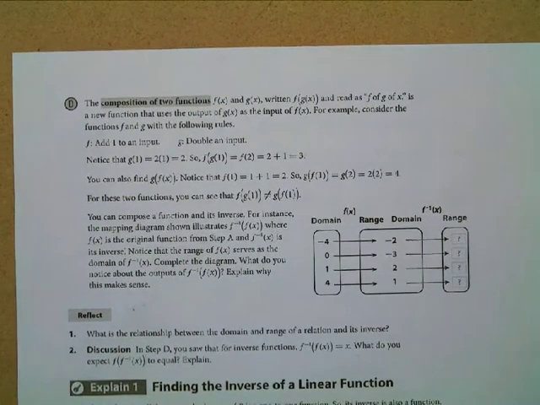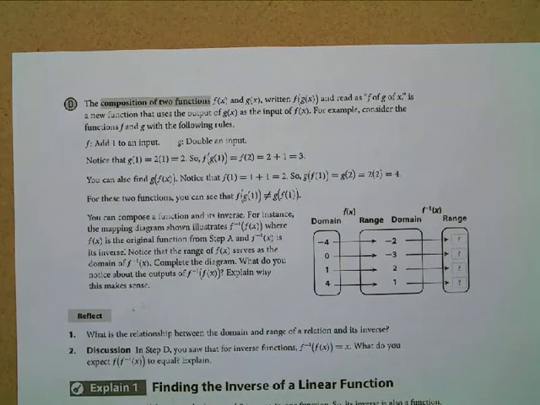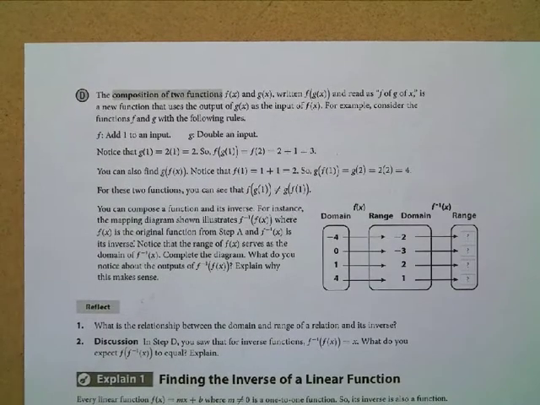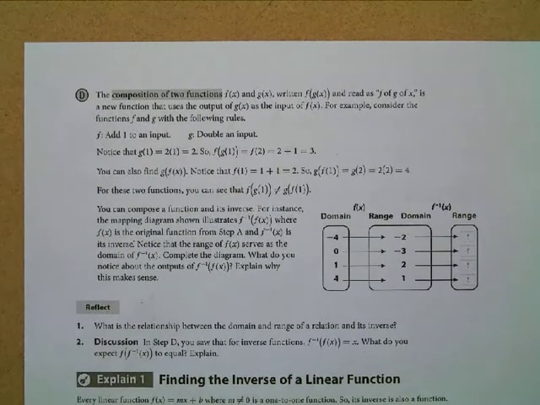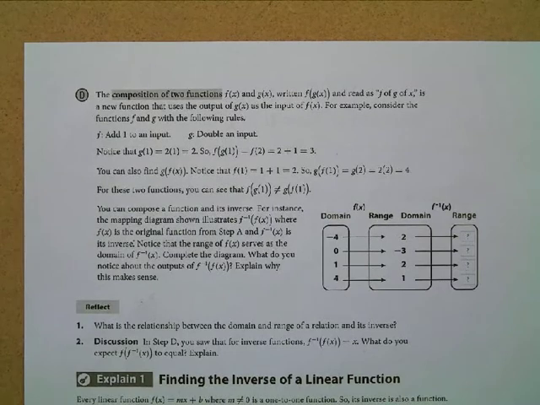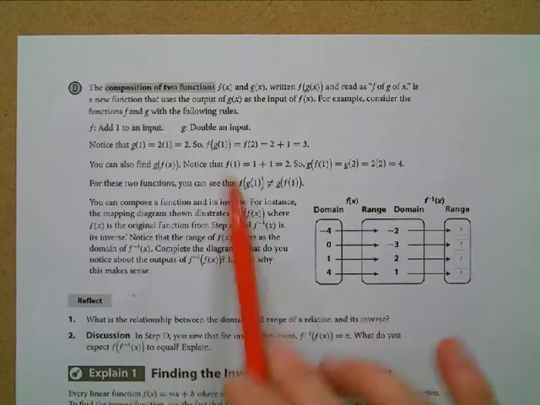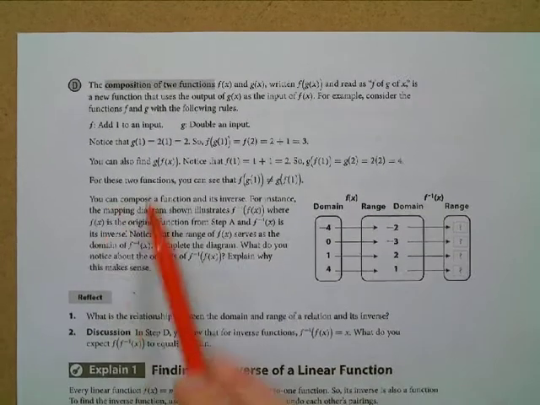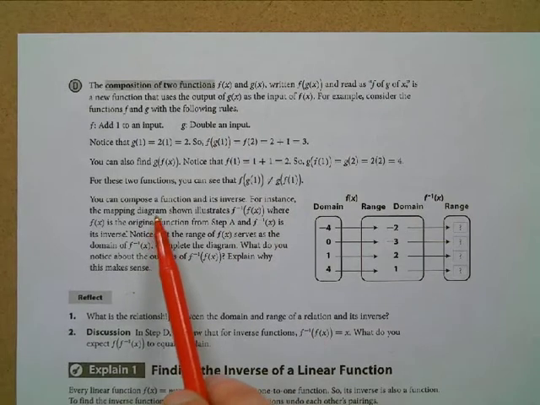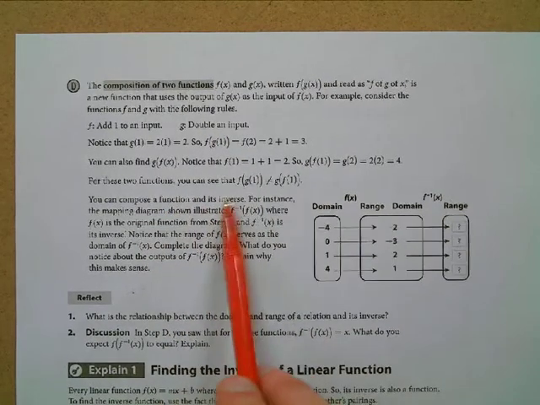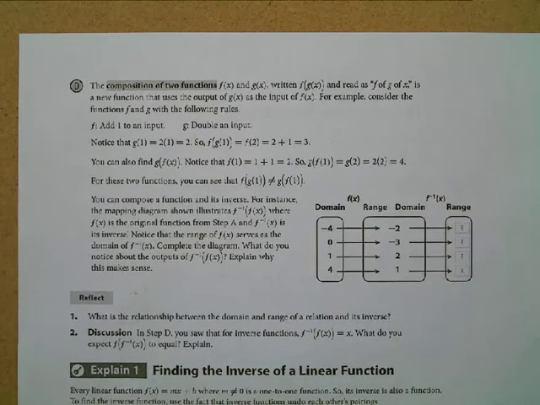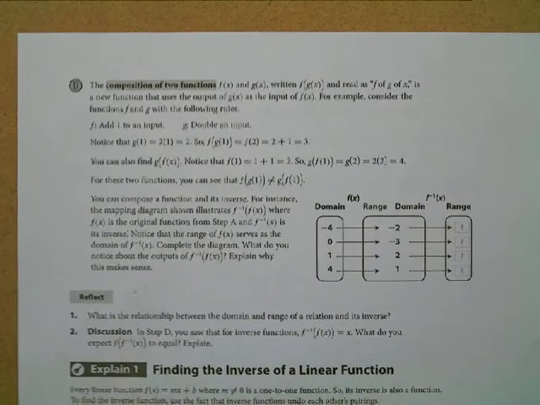All right, so the composition of two functions, f and g, written as f of g of x, is a new function that uses the output of g of x as the input of f of x. So in other words, you're taking g and plugging it into f there. They give an example here. But why do we bring in the idea of composition here? Because when you compose a function and its inverse, the result should just be x.